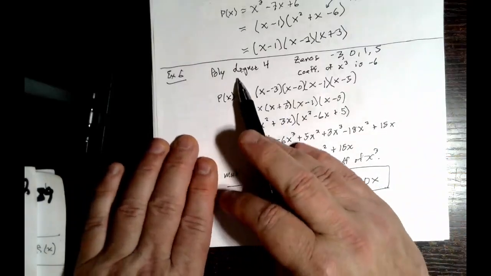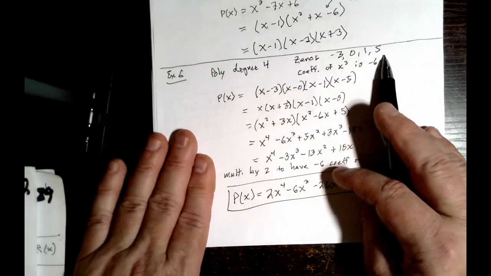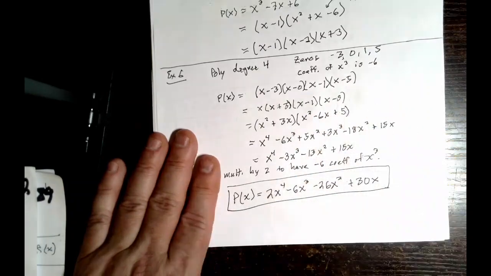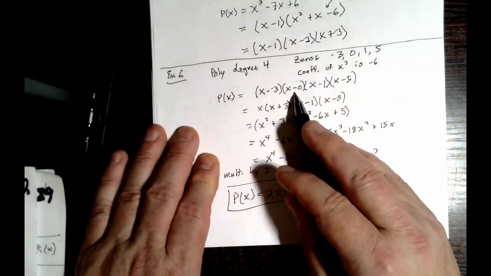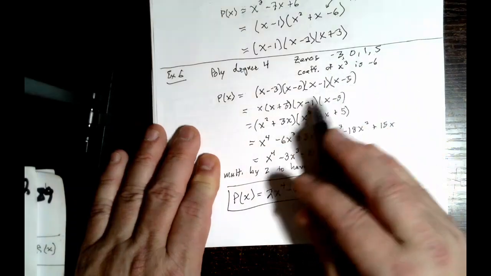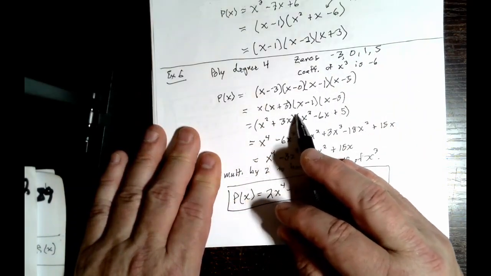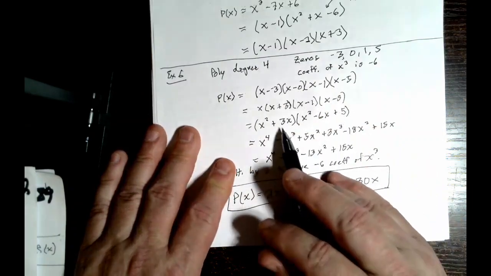Now here they say, find a polynomial of degree 3 with these zeros. Now they say the coefficient of x cubed is minus 6. We'll get to that in a minute. So you get x minus the minus 3, x minus 0, x minus a 1, x minus a 5. It's always x minus each of these numbers. Well, x minus a minus 3 is x plus 3. X minus 0 is just x. And those two don't change.